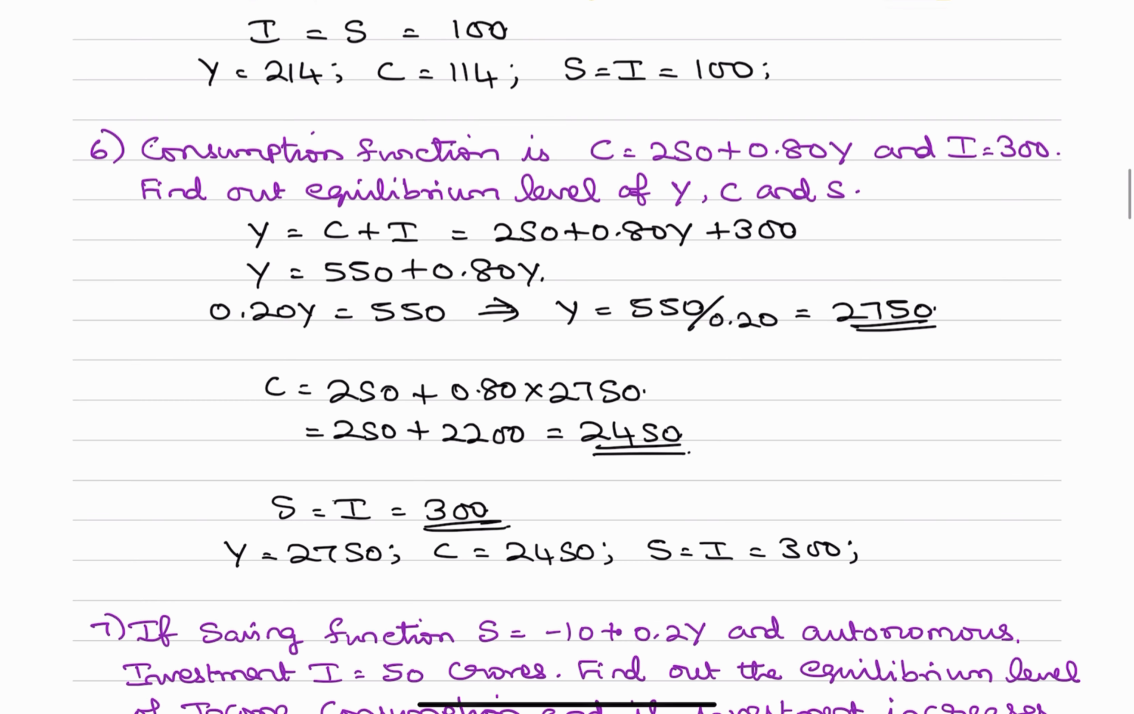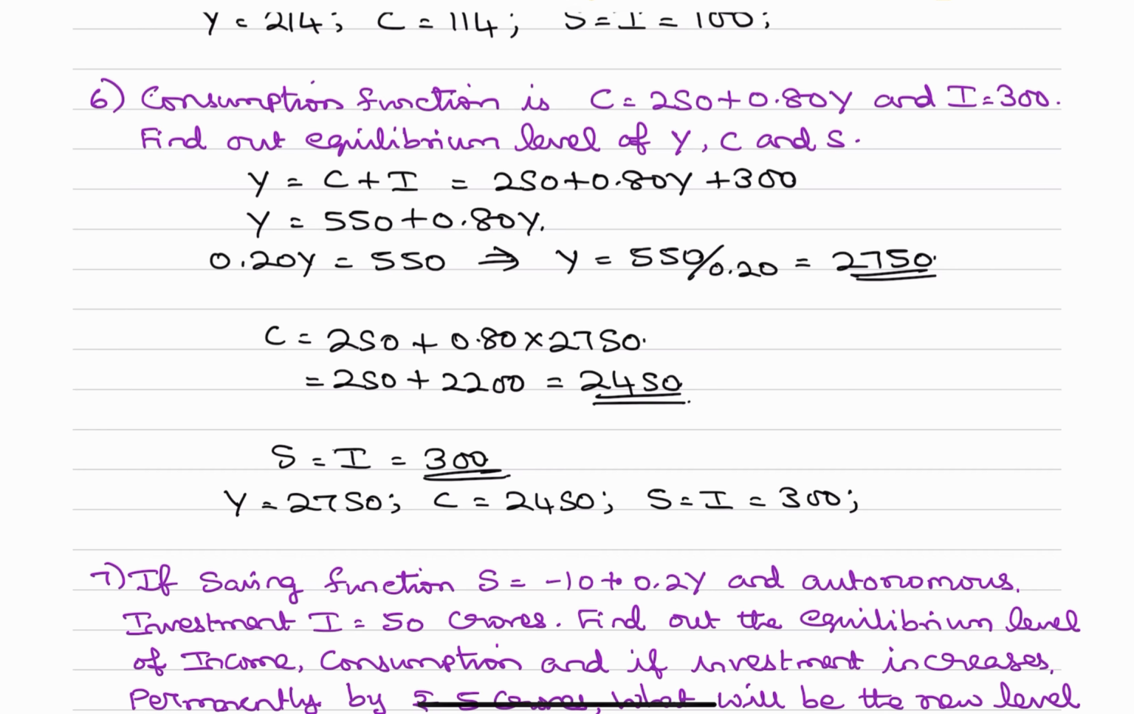Sixth one, consumption function is C is equal to 250 plus 0.80Y and investment is 300. Find out equilibrium level of income, consumption and savings. So Y is equal to C plus I, substituting the function for consumption and the value for investment, 250 plus 0.80Y plus 300. Simplifying the value, you get Y is equal to 2750.